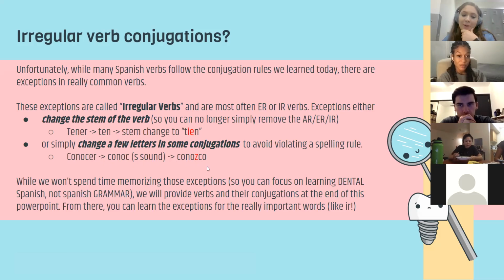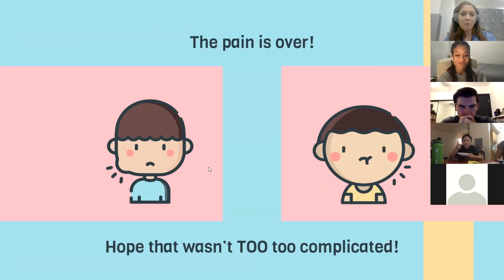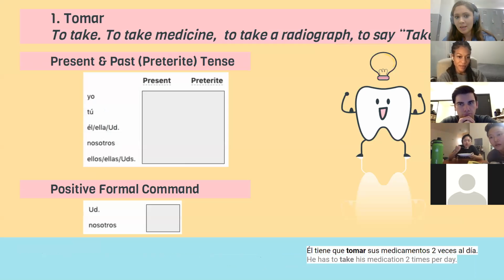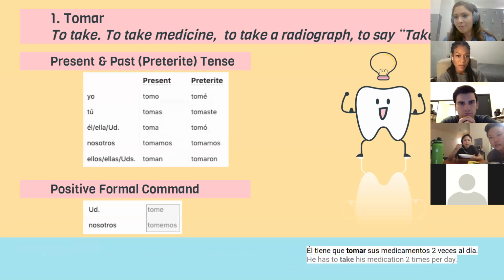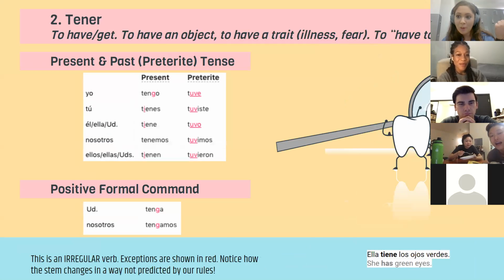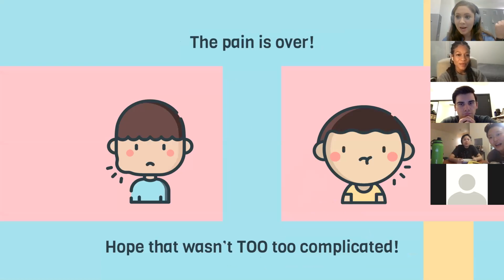I know it sounds a little bit confusing, but that's okay, because of what we did for you. The pain is over. I know it wasn't too complicated, but right after this PowerPoint, you're gonna find all the verbs that we told you that you're gonna have to use in a dental appointment. The nice thing is you have a cheat sheet for you to practice. And so that's it for today. Great job, everybody. We have maybe 10 minutes left.